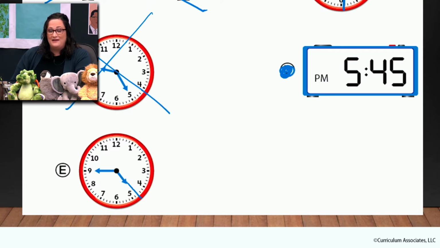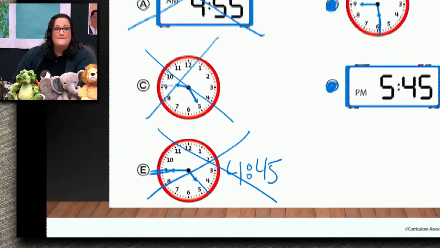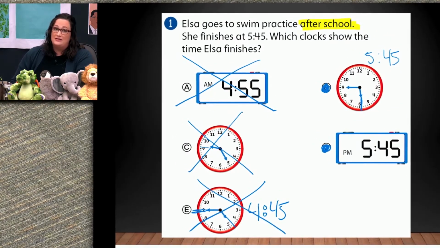Is our hour hand at the 5 yet? No, it's still in the 4 o'clock hour. It's still within that space of 4 o'clock. It's traveled really far. It's almost there because the minute hand's all the way over here. The minute hand's at the 9, which is 45. That means it's almost done with the hour, but it has not hit 5 o'clock yet. So this time actually shows 4:45. Is that Elsa going to swim practice after school at 5:45? No, it is not. So the correct answers were B and D. Did you get the correct answers? If not, you need to practice more with your clocks.